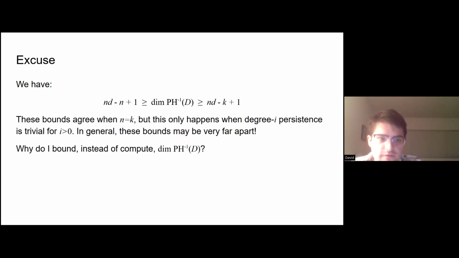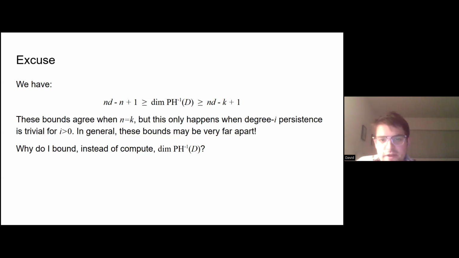Okay, so these bounds in general are quite far apart, right? We have that upper bound, and then we have that generically, the dimension of this space is bounded below by nd minus k plus 1. These bounds agree when n is k, but it turns out that this will only happen when the degree i persistence is trivial for all positive i. Going back to the interpretation, that means that there's never any holes in the complex. But in general, I wouldn't really expect for that to happen.